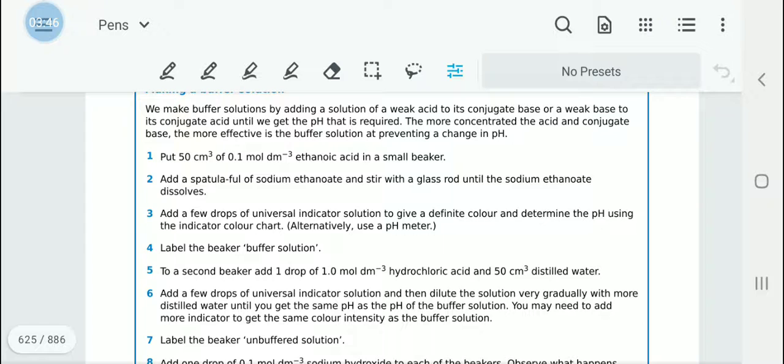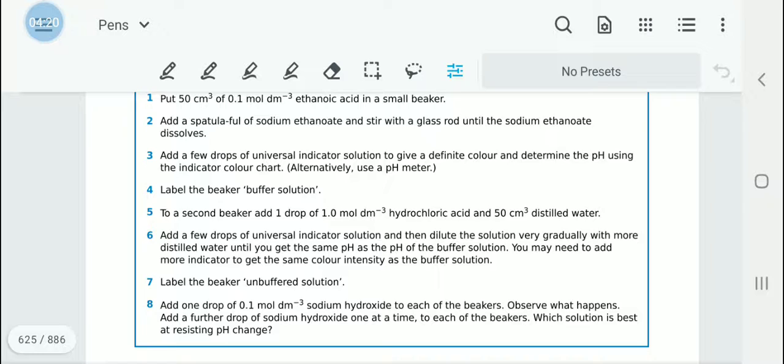To prepare and test buffer solutions, a buffer solution can be prepared by adding a weak acid to its conjugate base, or a weak base to its conjugate acid, until the pH that we require is reached. Example. Now you will have to write these details, but we will summarize it.